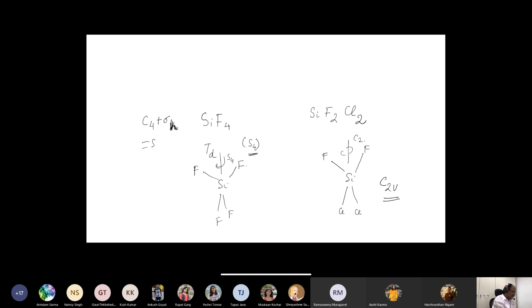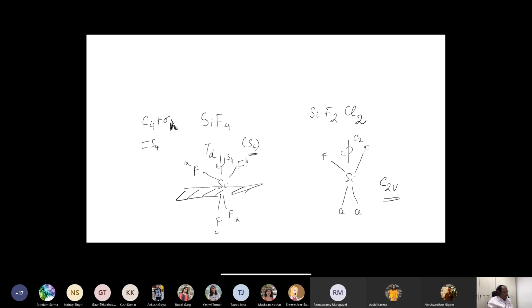Okay, that gives you S4. So A, B, C, D: when you do a C4, B becomes A, A becomes B, C becomes D, and D becomes C. But the moment you reflect with this plane, you get back the same molecule.